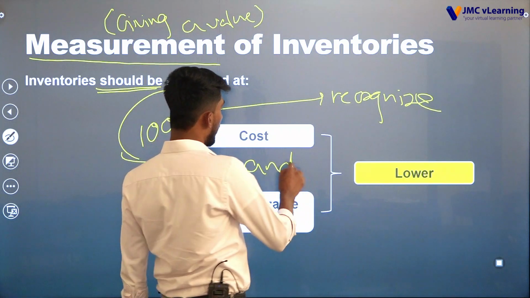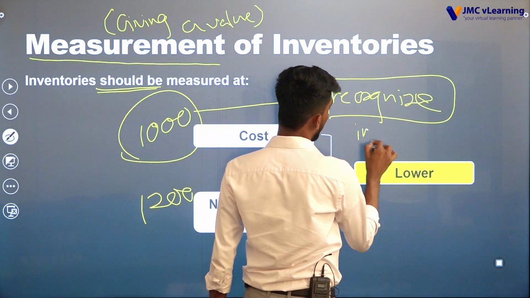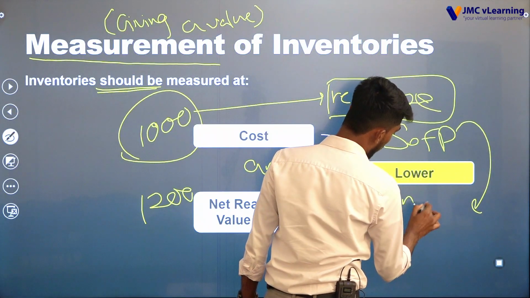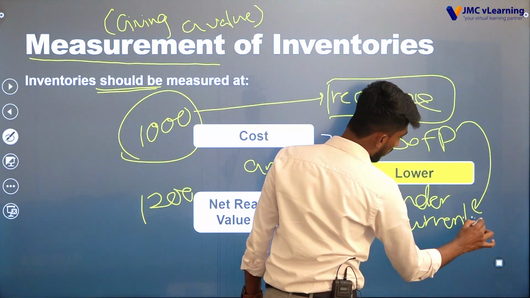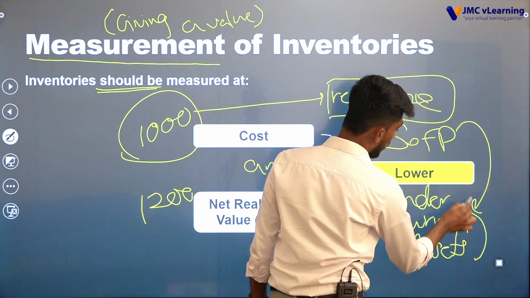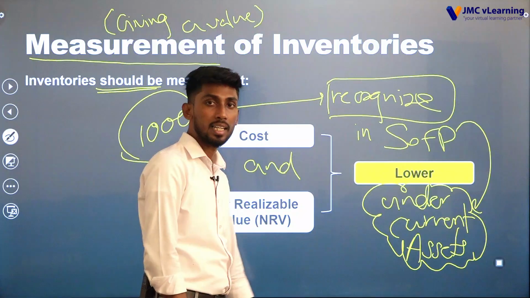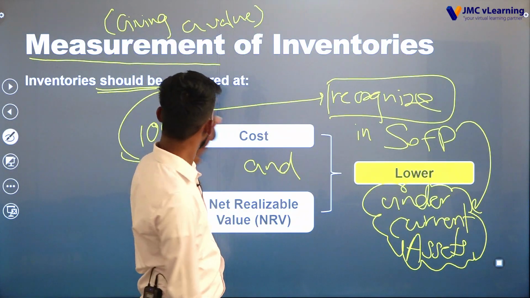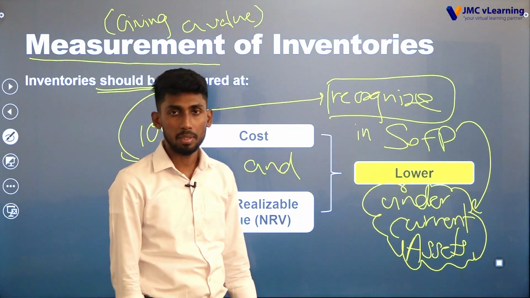So, where are we recognizing? In the statement of financial position, under current assets. Clear? I hope you are clear. So, we need to recognize at the lower of cost and net realizable value.